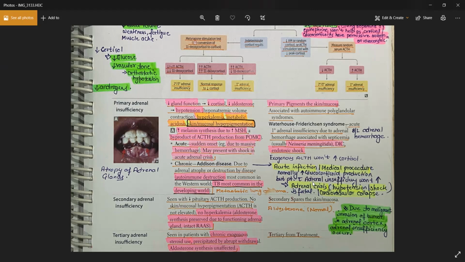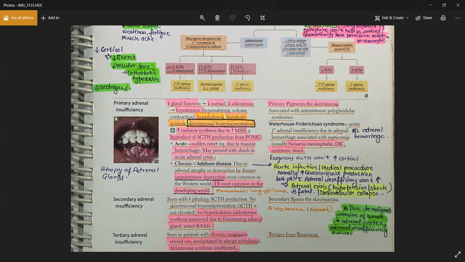So if you encounter a patient who is undergoing surgery, and while making the incision, he suddenly dies, this might be a case of adrenal crisis. Why did this happen? Because you failed to increase the dose of the glucocorticoids.